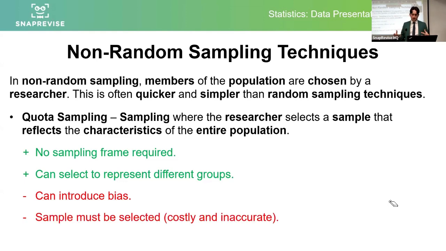Also, the sample must be selected, so it could be costly and it could be inaccurate. Okay. And sometimes there could be non-responses and they're not recorded. And that might have been important, that someone chose not to respond, and the researcher might just pick someone else. So it looks like everyone responded. Okay.